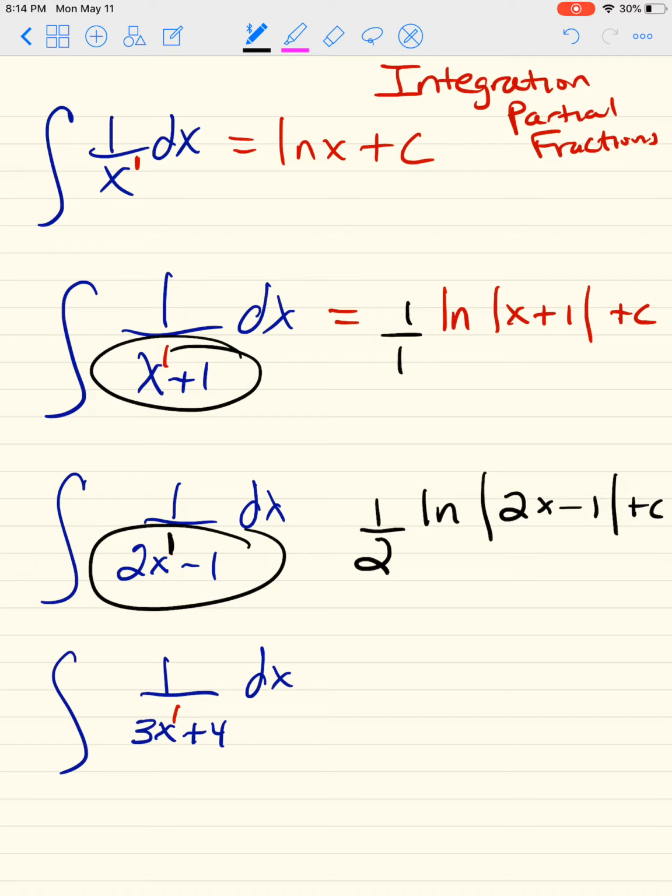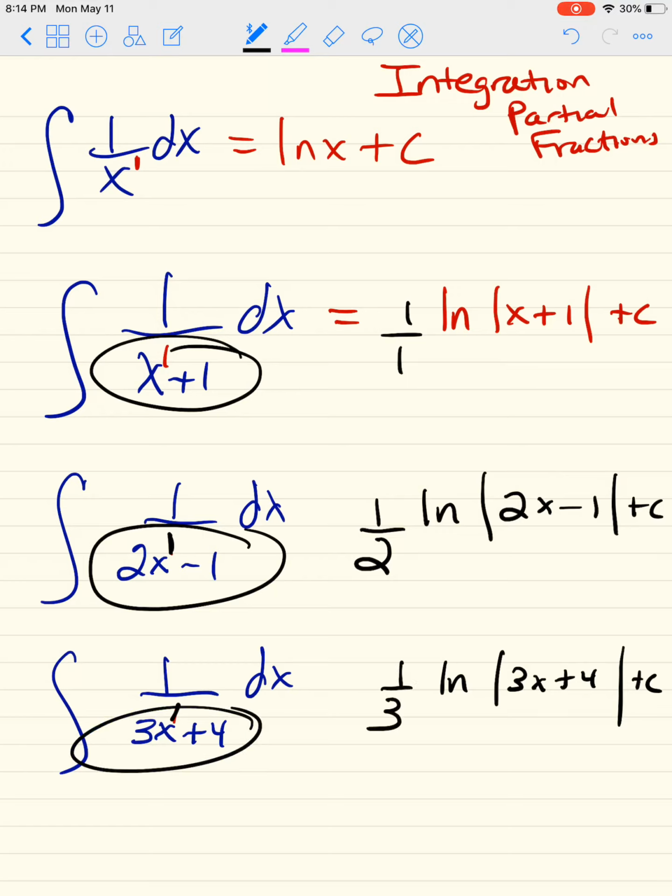So this guy here, he's also ln. Why? Because he's x to the first power. So ln of 3x plus 4 plus c. What's the derivative of 3x plus 4? 3. Then divide by it. And that's what we need to know in order to start this problem.